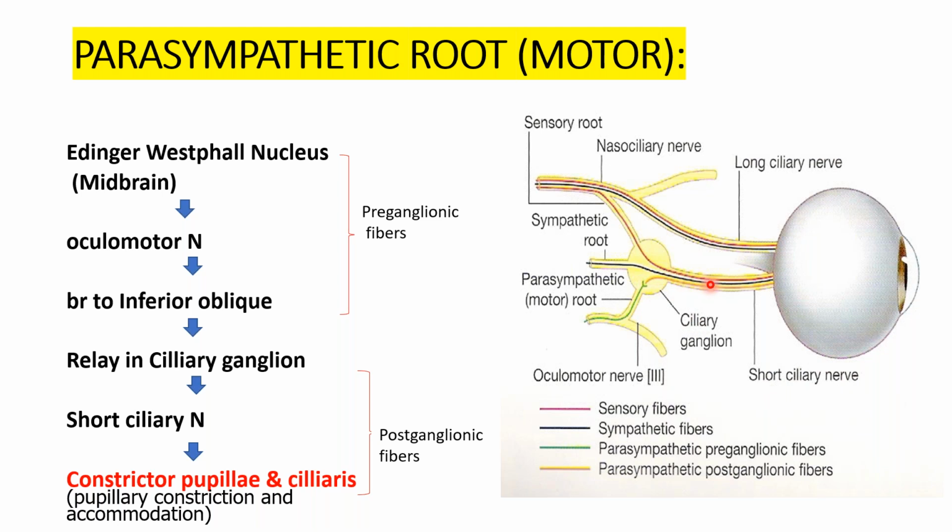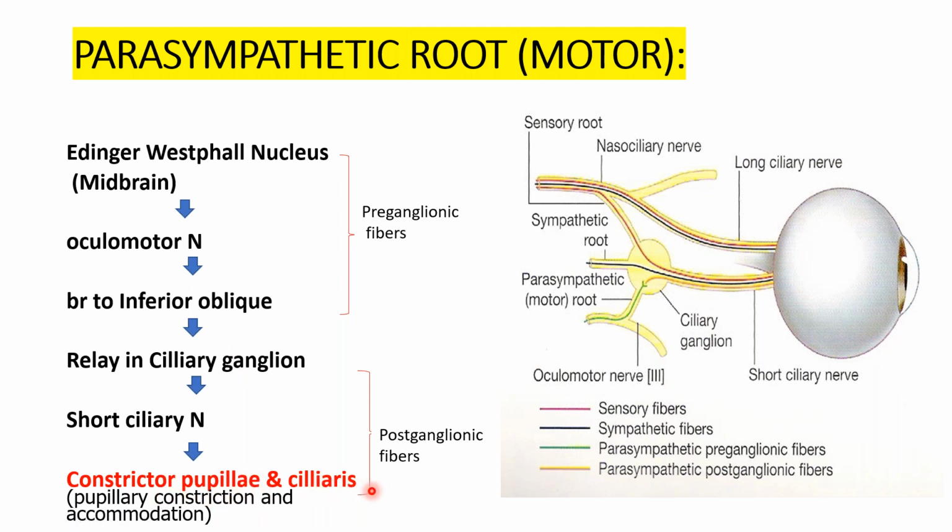So through the short ciliary nerve, this postganglionic fiber, represented by this color over here, is going to reach which muscle? The constrictor pupillae and ciliaris muscle, which is going to cause pupillary constriction and accommodation. So this is the motor response brought about by the parasympathetic motor route: from the Edinger-Westphal nucleus, the oculomotor nerve, its inferior oblique branch, it synapses in the ciliary ganglion, and through the short ciliary nerve reaches its site of action, the constrictor pupillae and ciliaris muscle.